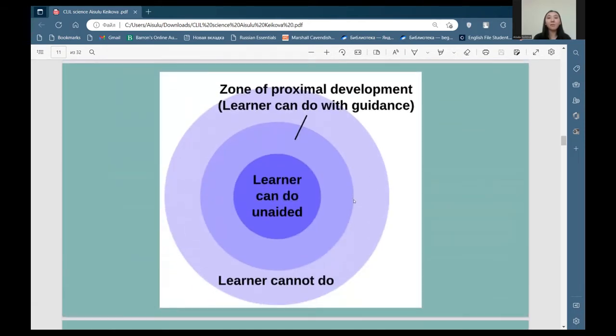Yes, in order to do the scaffolding, we have to know the abilities of students, what the learner can do unaided. I agree with the previous comments that first graders have limited skills, but still we can learn their zone of proximal development, what they can do, and not just skip right to what learners cannot do. So we have to study first what they can do with some guidance.